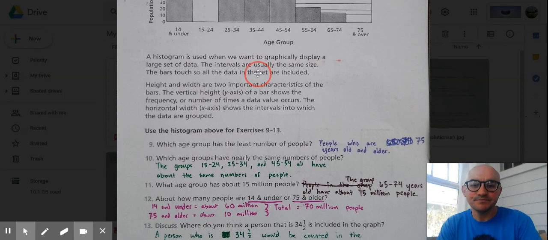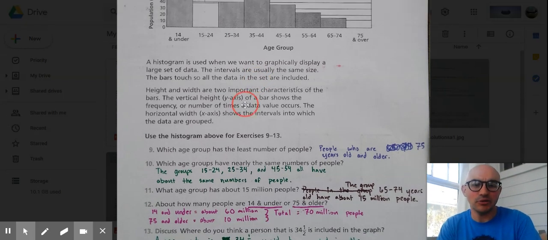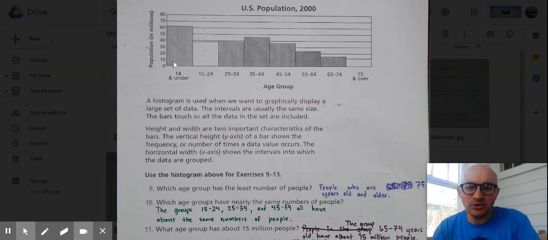Number 11, what age group has about 15 million people? So my job here is to find where 15 million would be, and it's not given to me directly as a label. It's something we need to be able to decipher. So of course I know that 15 falls right in between 10 and 20.